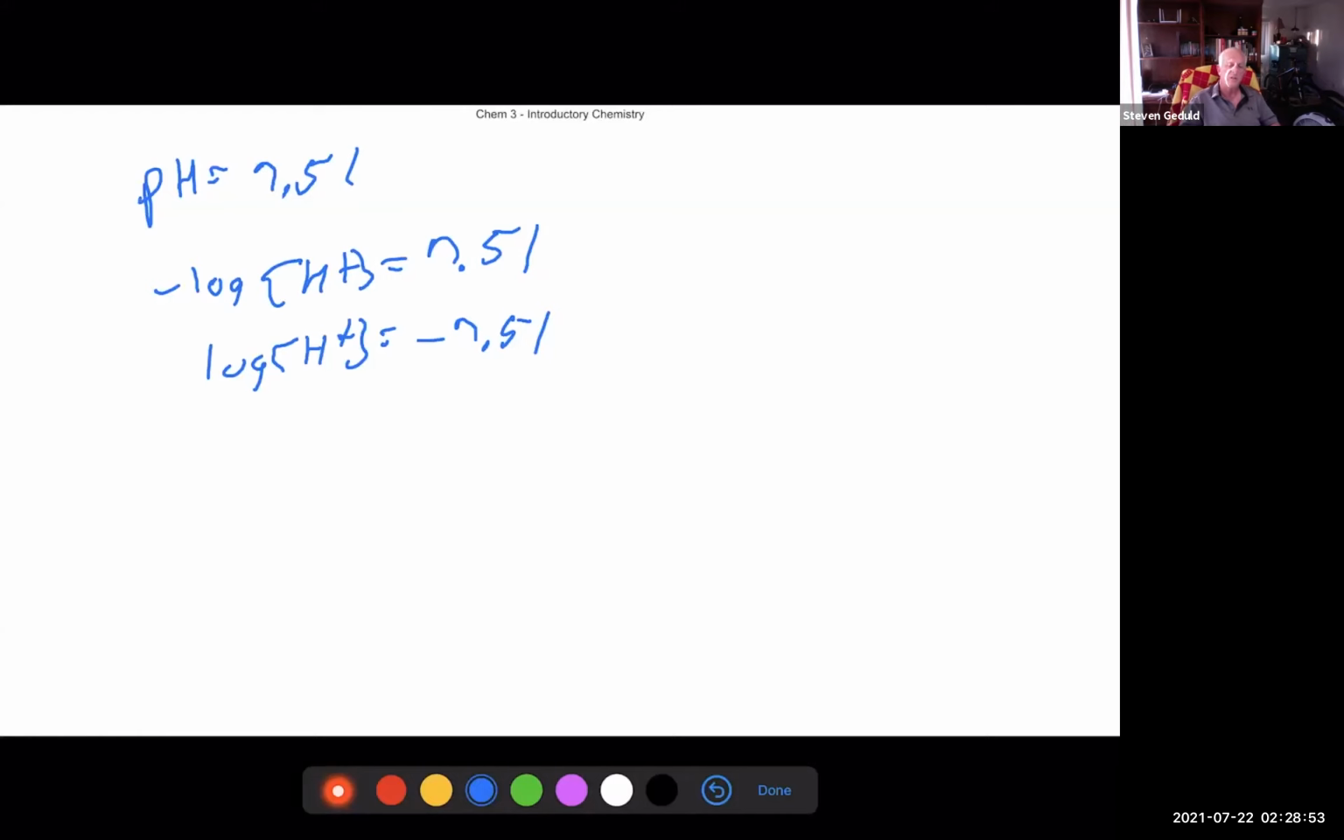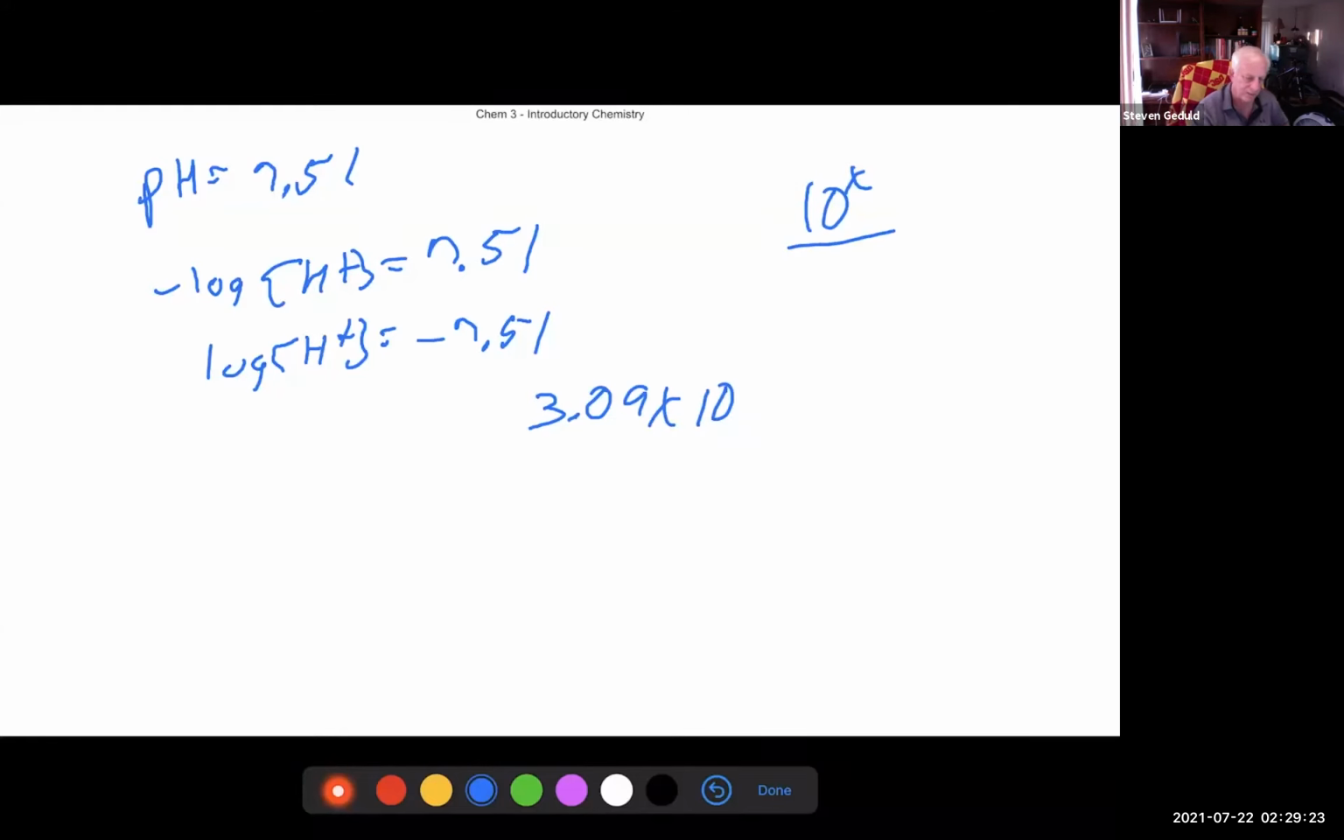Okay. So did you inverse? You take 7.51, change it to a negative, and you hit 10 to the x. Okay? That's the inverse of the log. So when you see this sign, 10 to the x, that's the inverse of log. And that equals 3.09 times 10 to the, looks like 10 to the negative 8.